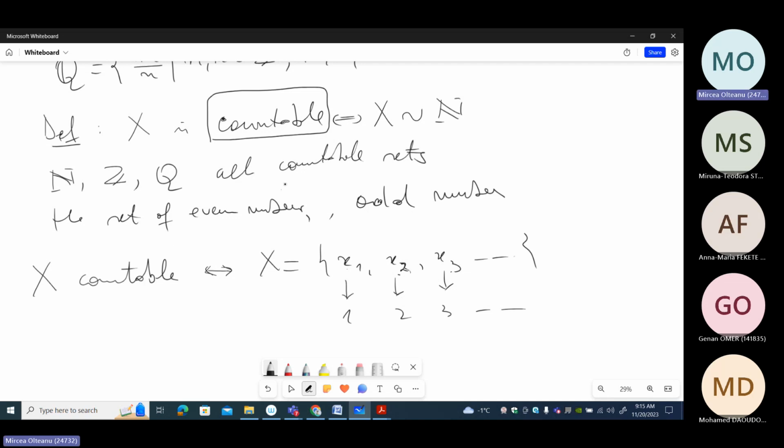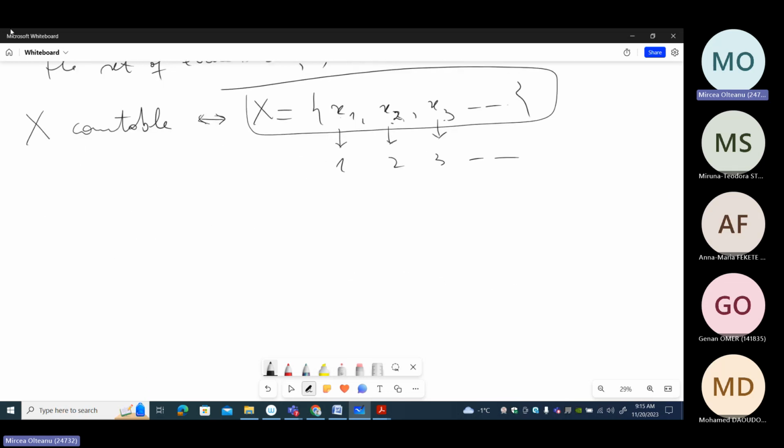All the previous examples of infinite sets were countable, and this is how we prove that they are countable: by writing them like this, and below you can associate the corresponding natural numbers, and the proof is over. If there is something unclear until now, tell me, and then I shall give the definition of an uncountable set. But before that, for example, what do you think about the following set? Is it countable or not?